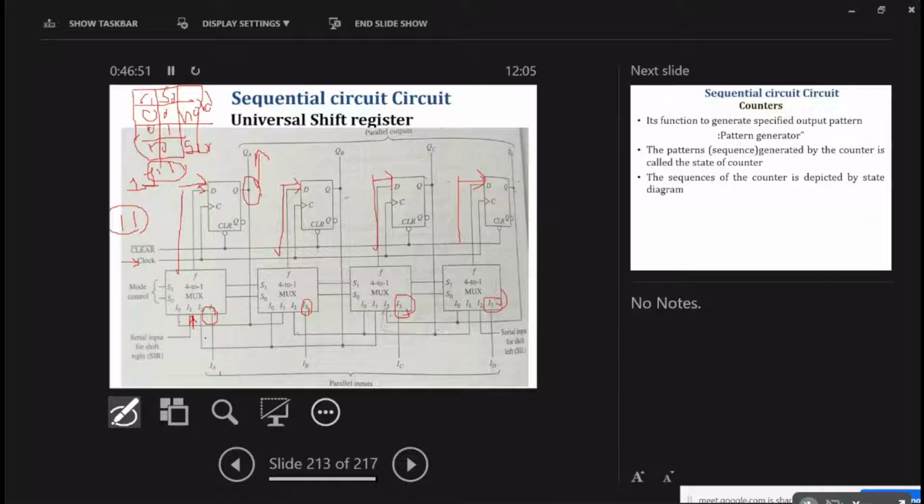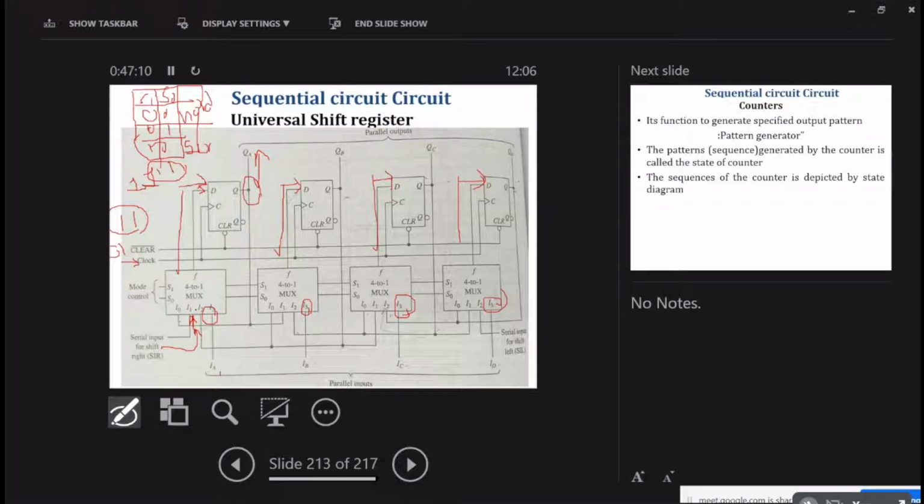Then what about when we want to serially shift in the right direction? What will the mode be? The mode will be 0 1. Once the 0 1 is there, because we are giving information here, what will happen? This I1 is connected here.